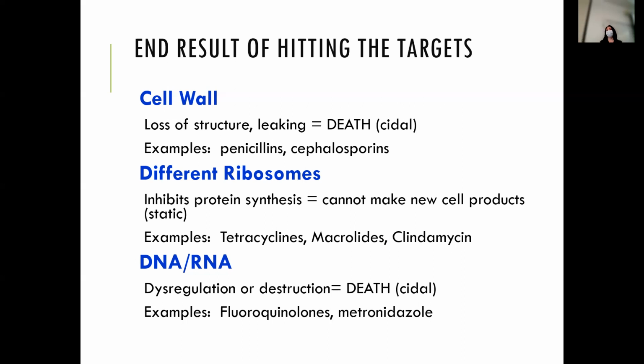Then again, we have the ribosomes, where the drug inhibits protein synthesis. They can't make new cell parts. So it's going to weaken them, or they'll be static, just kind of frozen. They don't flourish. Examples of that are macrolides, tetracyclines, and clindamycin, which we'll talk more about in a minute. And then we have the DNA or the RNA. This can also lead to death because if you mess with anybody's genetic code, you can't reproduce in a healthy way, and then you're just going to die out.